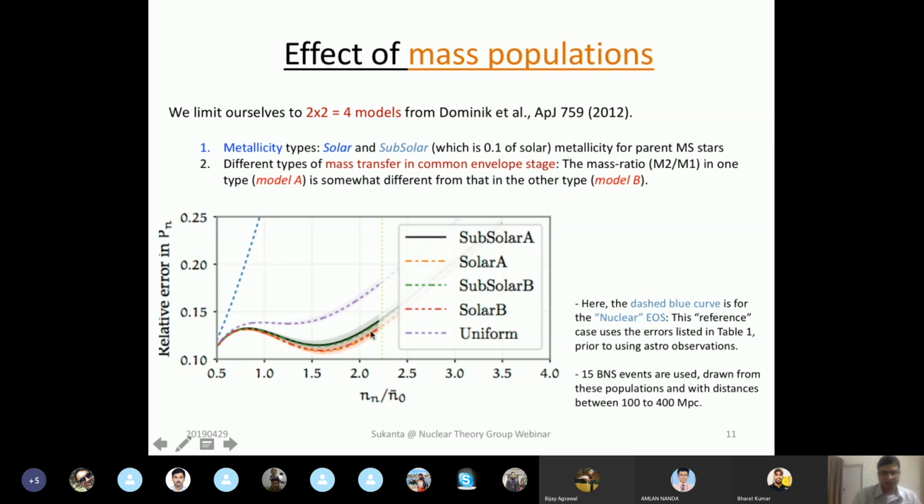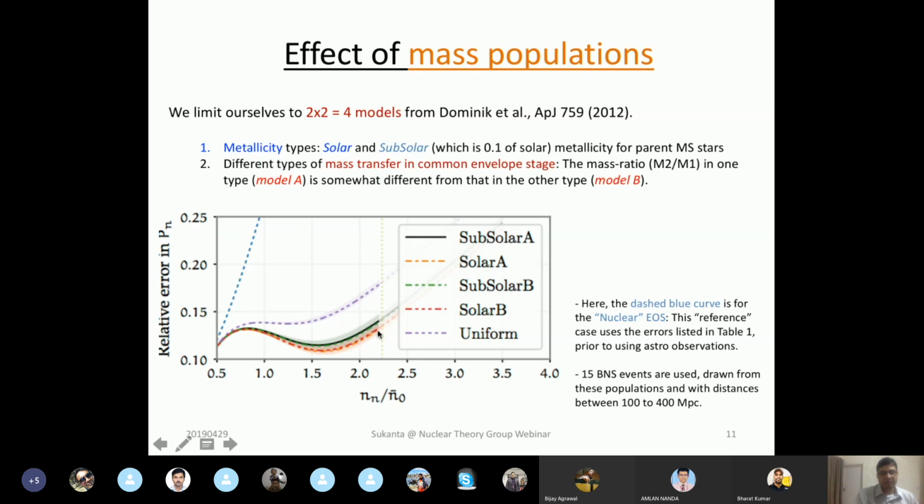For these errors, we assume that for every experiment, we have 15 binary neutron star mergers in advanced LIGO design sensitivity. Depending on which 15 neutron star mergers you choose, randomly drawn from these populations, you will get a spread in this error. This faint green spread is the error arising from exactly which 15 neutron star mergers you choose, with what kind of masses. And the mean is shown in black here, for population A.